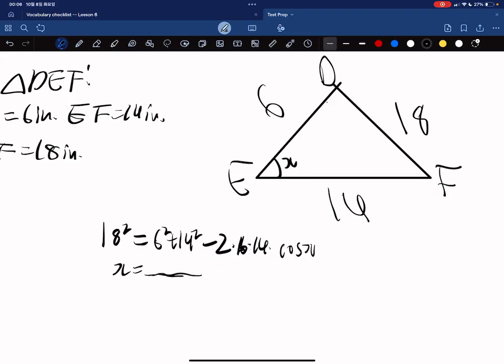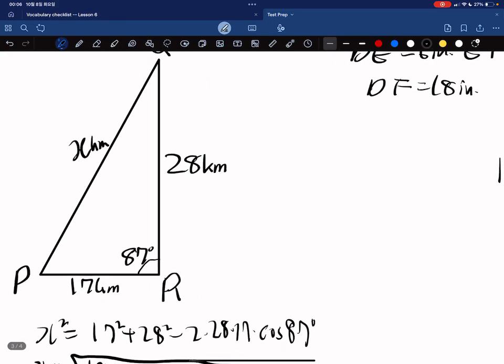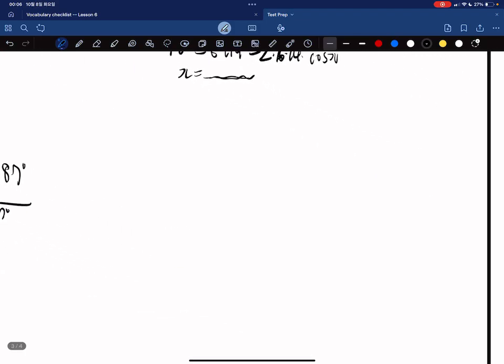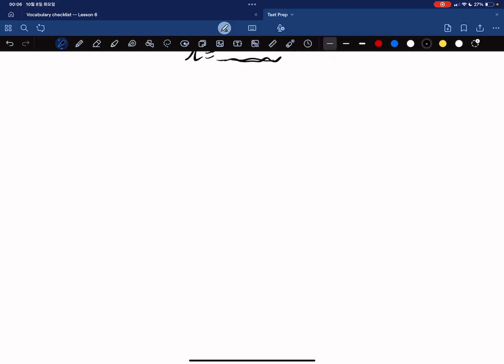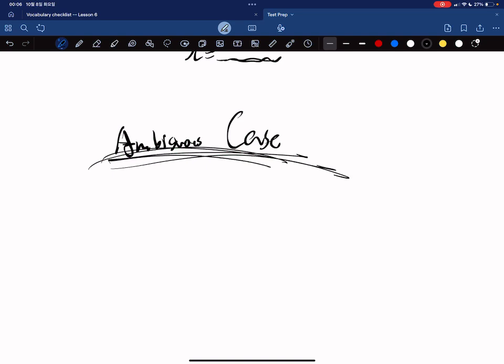Now, there is a thing called the ambiguous case. Very, very important stuff. How do you find an ambiguous case?